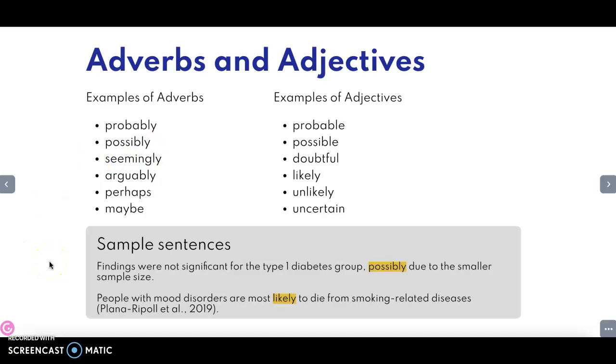Findings were not significant for the type 1 diabetes group, possibly due to the smaller sample size. So here we're trying to look for a reason. We're not 100% sure, therefore we use the word possibly. The second sentence, people with mood disorders are most likely to die from smoking-related diseases, and that might be in comparison to other groups.